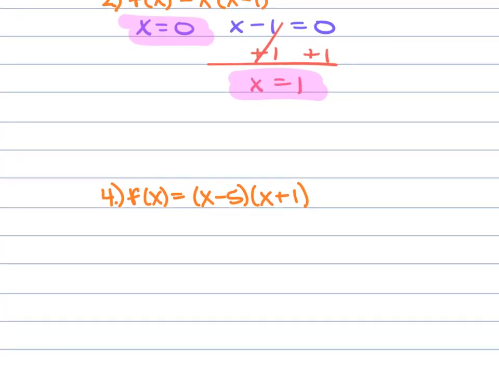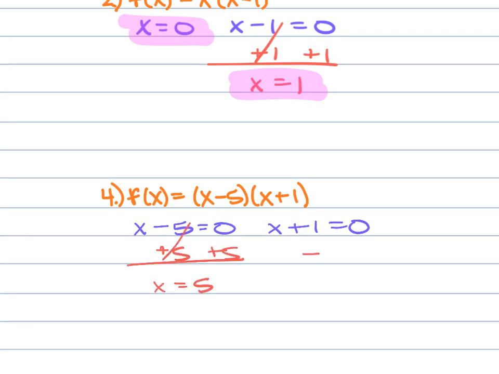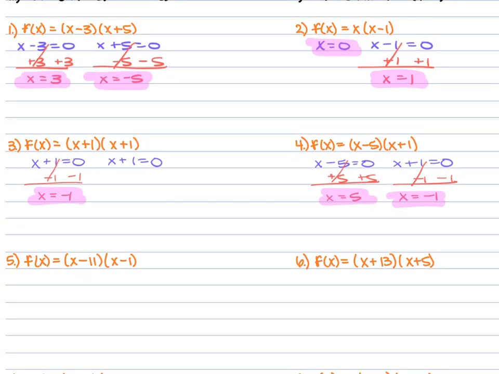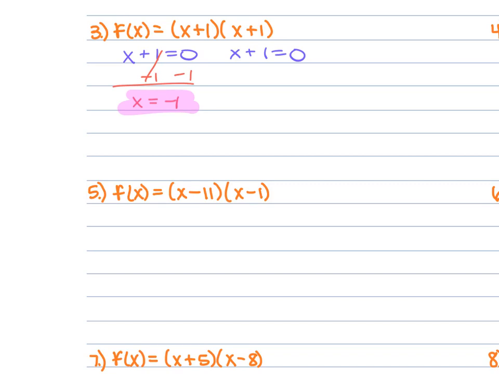For 4, we have x minus 5 and x plus 1. So we're going to set both of these equal to 0. So we're going to add the 5 over, we get x is equal to 5, subtract the 1, x is equal to negative 1. So 5 and negative 1. For 5, we have x minus 11 is equal to 0, and x minus 1 is equal to 0. So we're going to get 11 and 1.